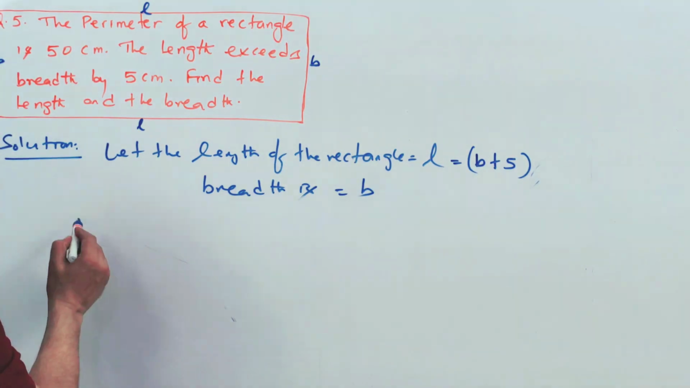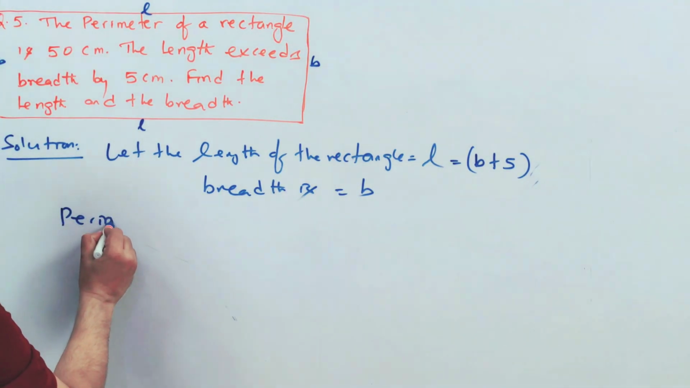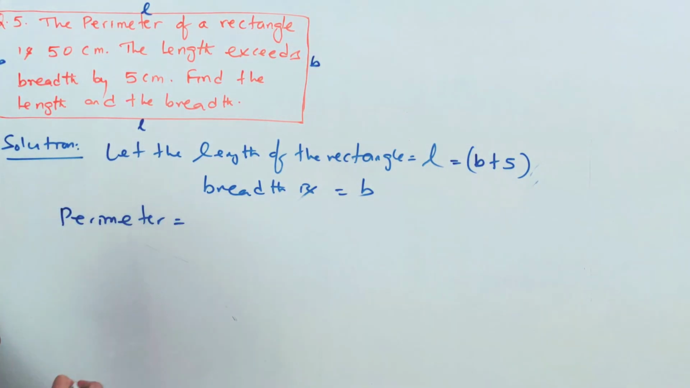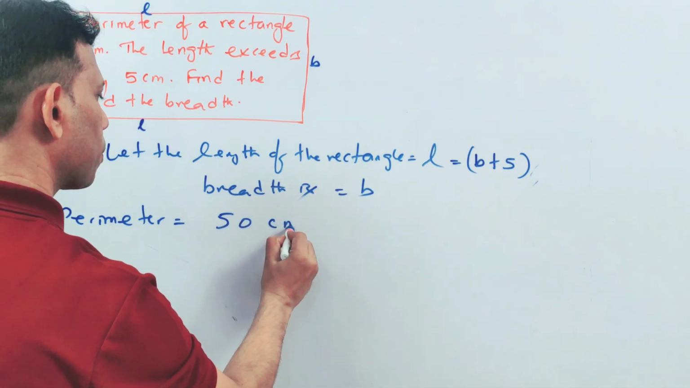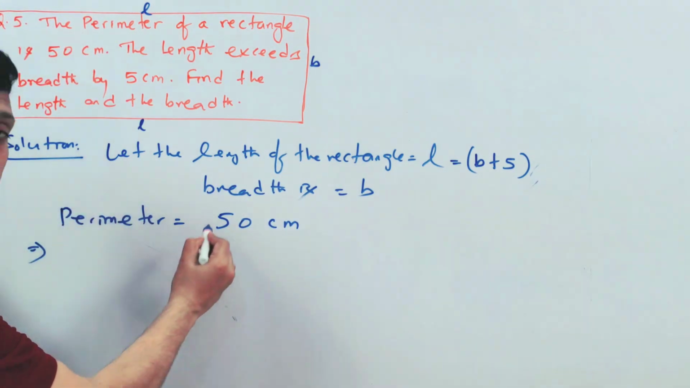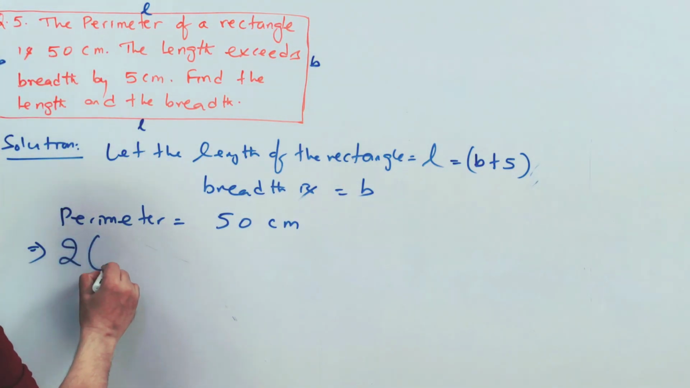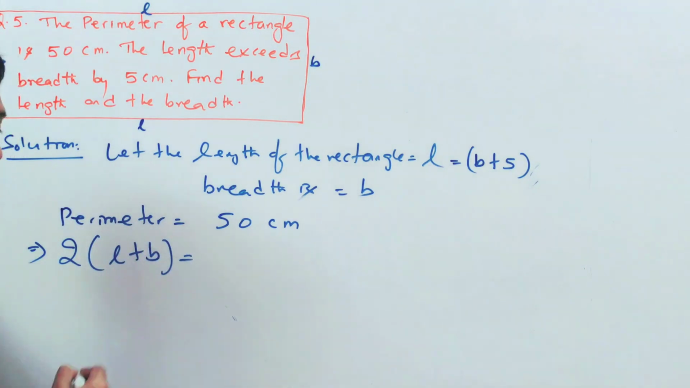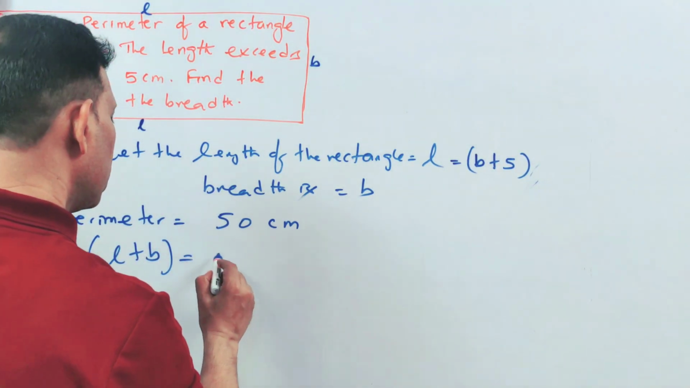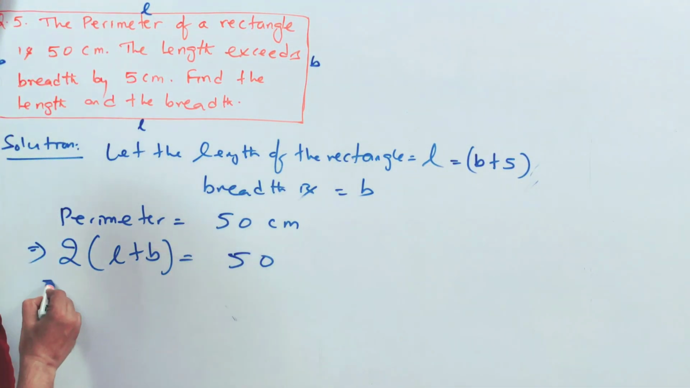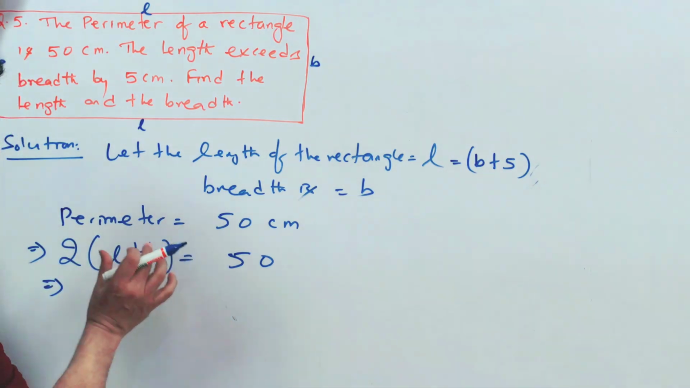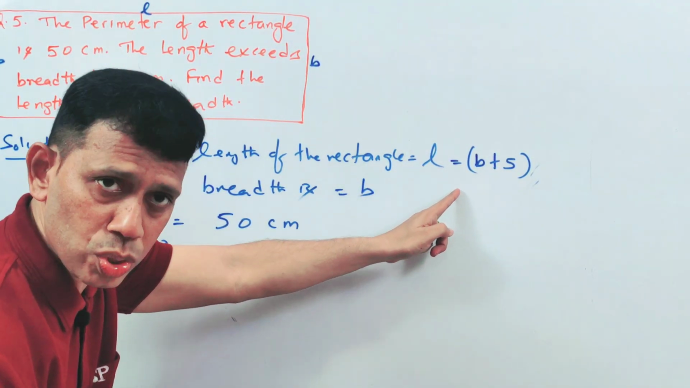Now perimeter. Perimeter is given how much? 50 centimeter, right? Implies that, what is the formula for the perimeter? 2 whole into length plus breadth. This is the formula, right? So, is equal to 50. Now we got the equation actually, and we will just replace these values.